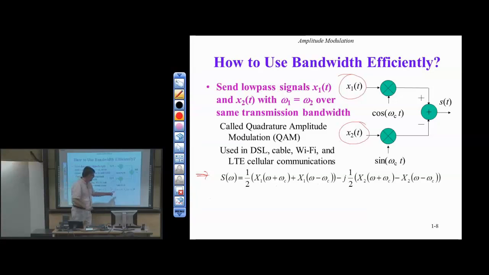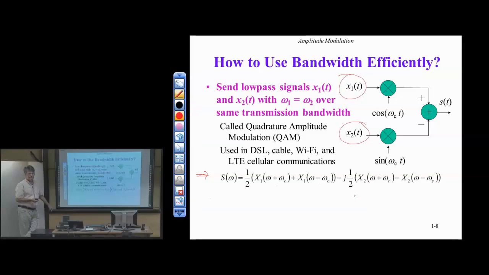For x2, I get a shift left, a shift right, and a scaling by j/2. Here I get a scaling of 1/2. Another difference is the sign. The sign here is different in the two terms. But it's a similar structure. The baseband signal is shifted left by the carrier and to the right by the carrier.